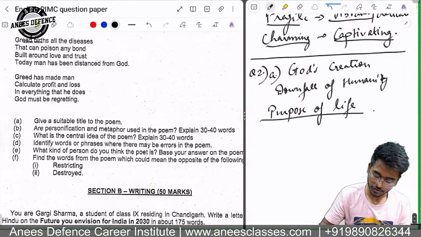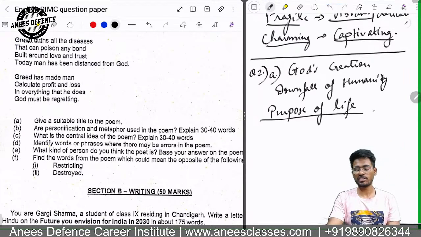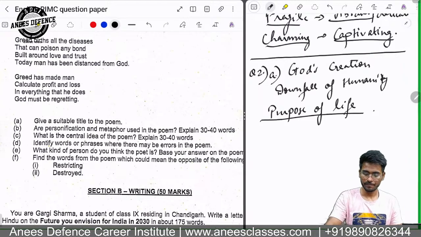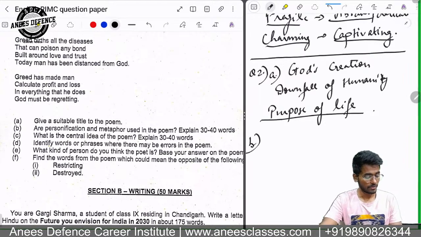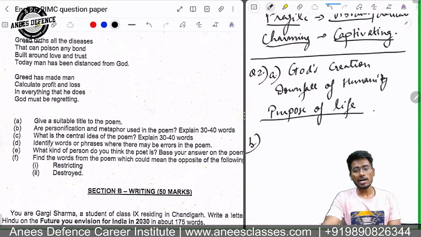Okay, so the very first question, there is no specific answer for this question. Different students might write different titles, and that is okay. Okay, B. Are personification and metaphor used in the poem? Explain in 30-40 words.